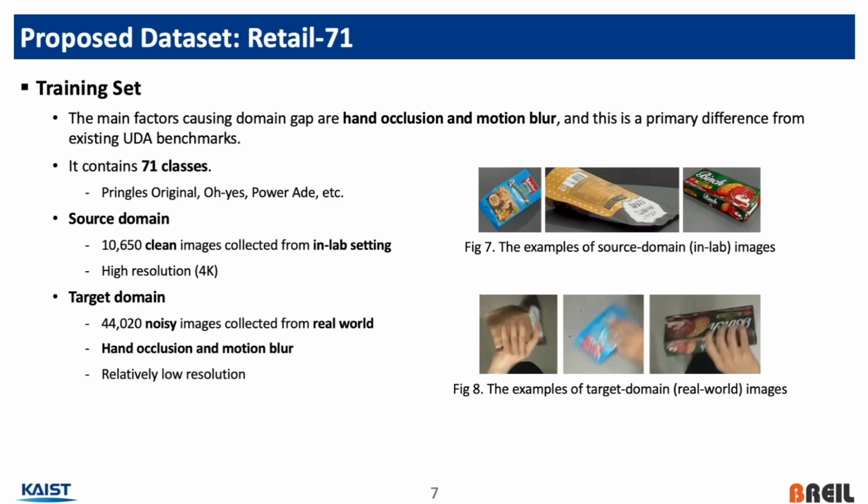And I'll discuss the Retail 71 dataset we propose. This dataset consists of a source and a target domain. The source domain includes clean images captured in the lab setting. The target domain comprises noisy images collected from the real world. The primary factors causing the domain gap are hand occlusion and motion blur. These factors distinguish our Retail 71 dataset from other UDA benchmark datasets.